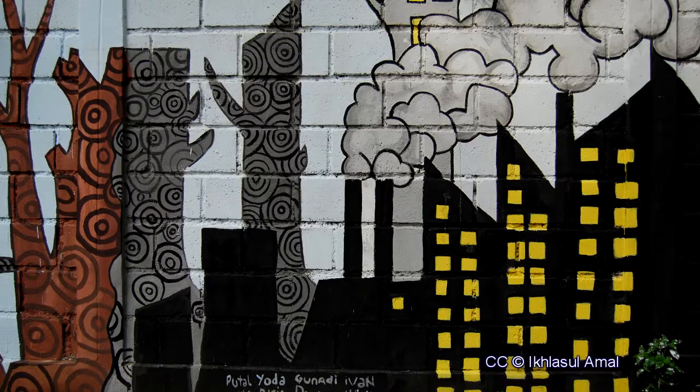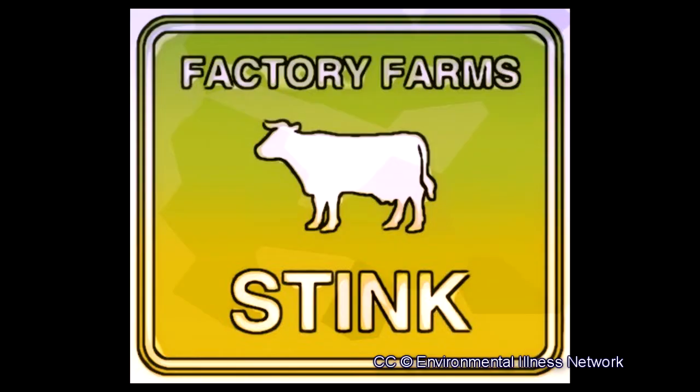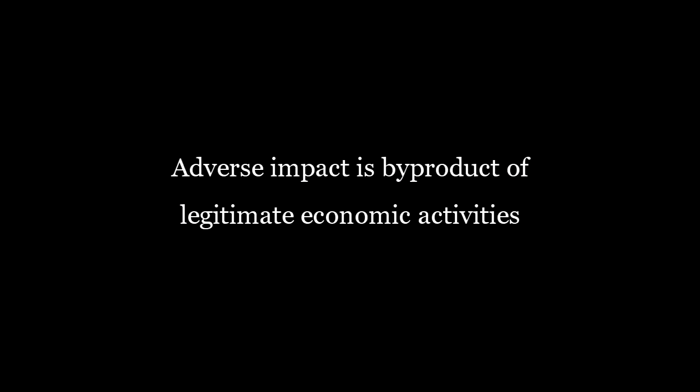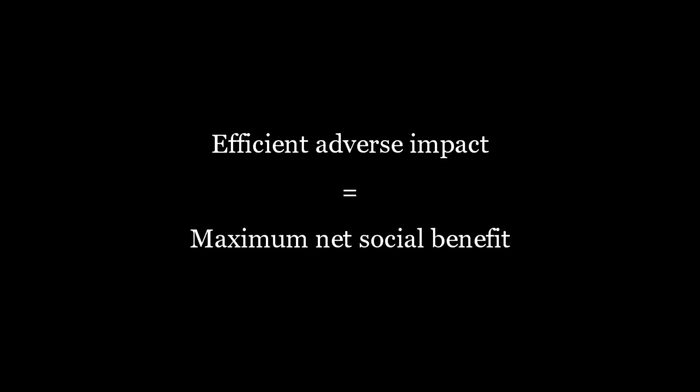Adverse impact to an unintended third-party impactee may be a necessary byproduct of legitimate economic activities. To eliminate adverse impact is to deny the existence of legitimate economic activities. A more reasonable solution is to have an efficient level of adverse impact. Adverse impact is efficient when its net benefit is maximized.